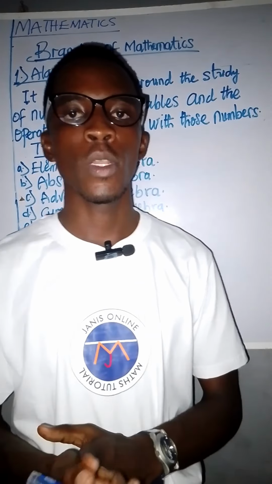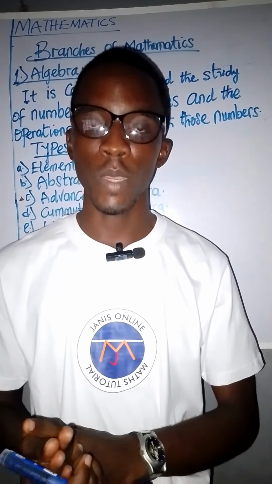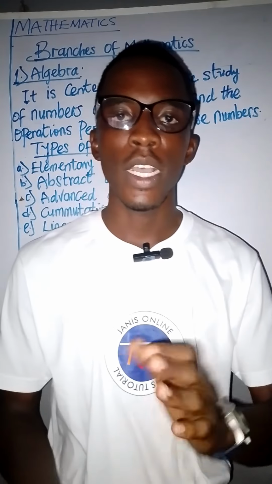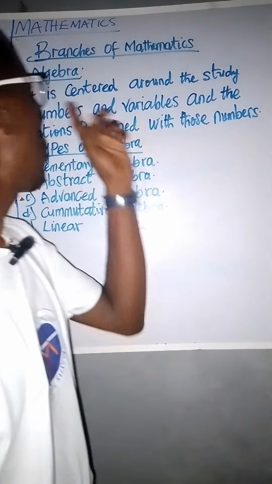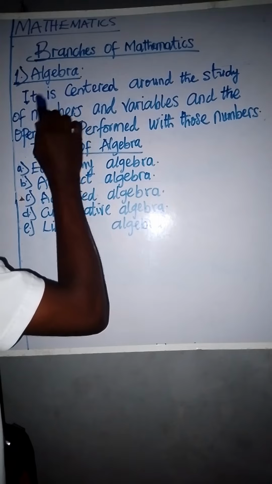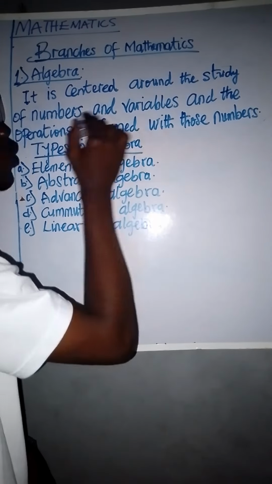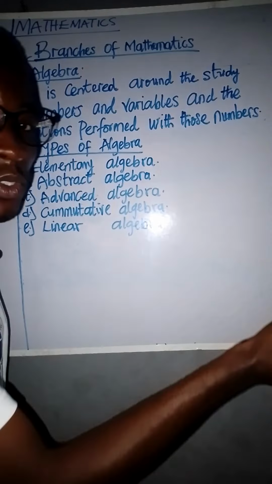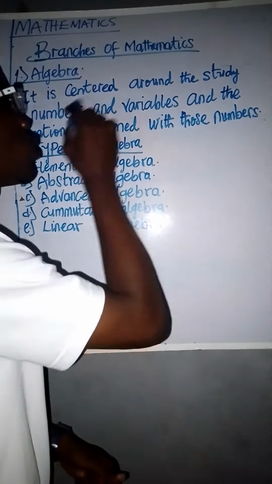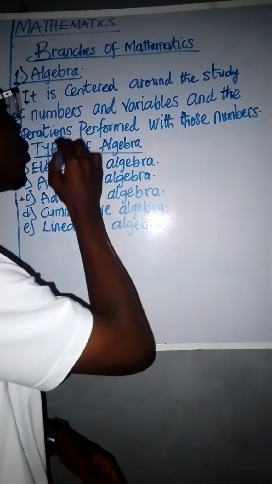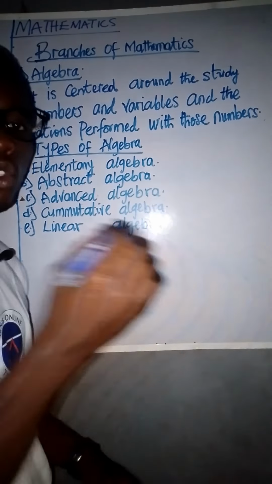Okay, today we want to be looking at algebra as one of the branches of mathematics, just like listed in our previous video. So I want to look at algebra. Now, algebra is centered around the study of numbers and variables and the operations performed with those numbers.